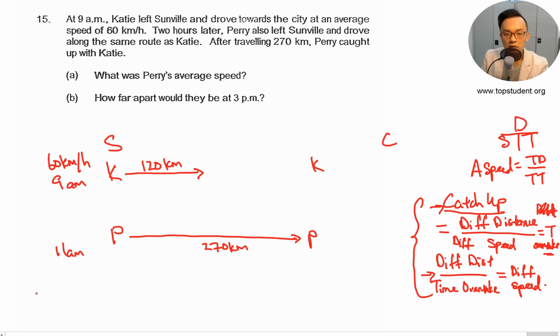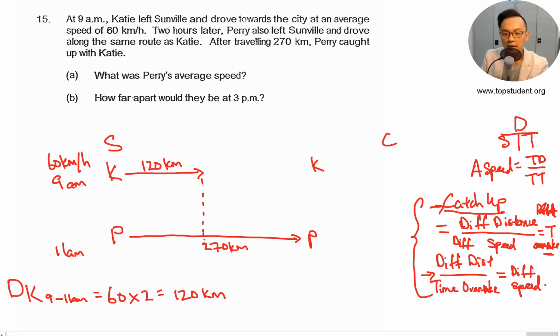So how do I find that? Katie from 9 to 11 a.m. I want to find the distance of Katie from 9 to 11 a.m. If I want to find distance, it is speed times time. Speed of Katie is 60 times time is 2 hours equals 120 kilometers. So that's how I know. So Katie was at 120 kilometers when Perry was at 0 kilometers.